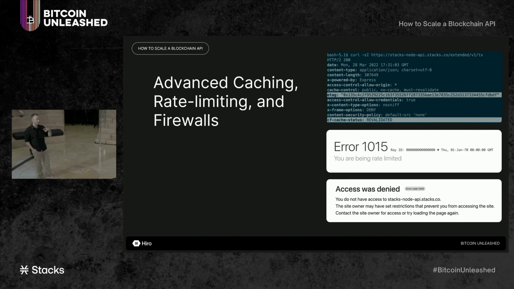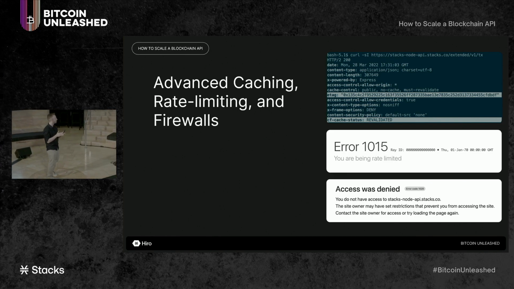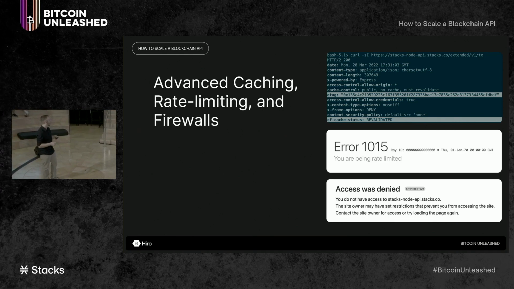If the Stacks tip has not changed since the previous request, then the Stacks blockchain API will be able to send a much smaller response telling the caching layer to just send back the same thing that you sent on the last request.